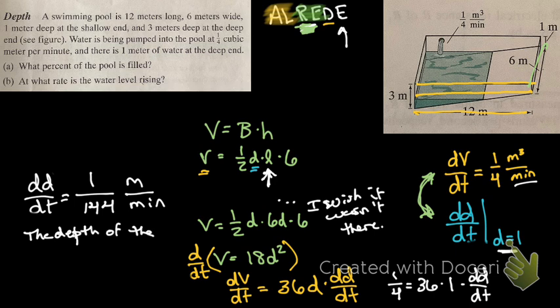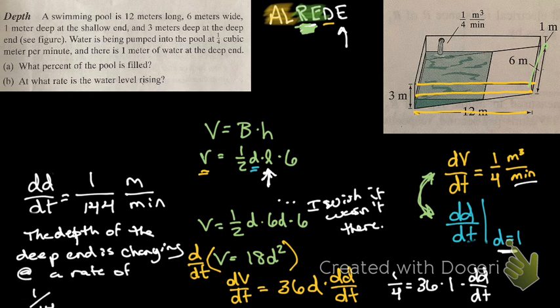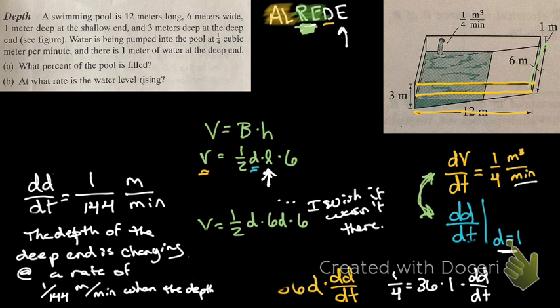So if I come down and I would just write my final statement, the depth of the deep end is changing at a rate of 1/144th, which I just lost the screen, so I need to write a little smaller, 1 out of 144 meters per minute when the depth is, right, and I want to say the moment that I was actually interested in, when the depth is 1 meter, right? And there we have our final answer.